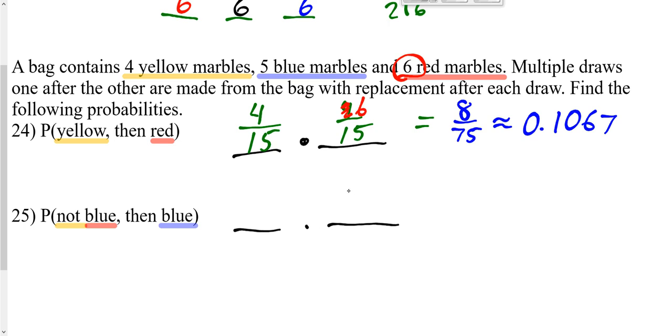Not the blue, so that means its marble would be yellow or red, which is 10 of them, still out of 15 options. Then the second one does need to be a blue. Because we're putting it back in, there's still the same number of marbles to choose from, and there's 5 blue marbles. And then we can go ahead and multiply across, and we get this.